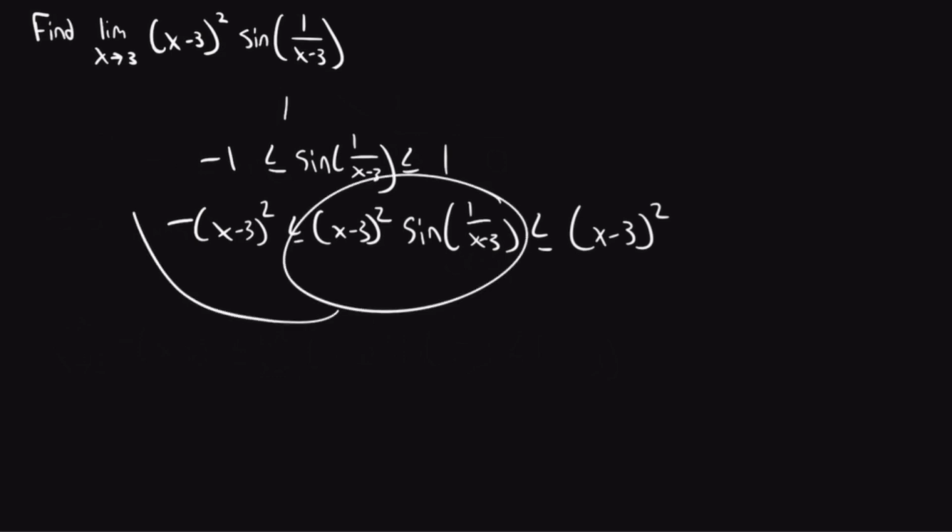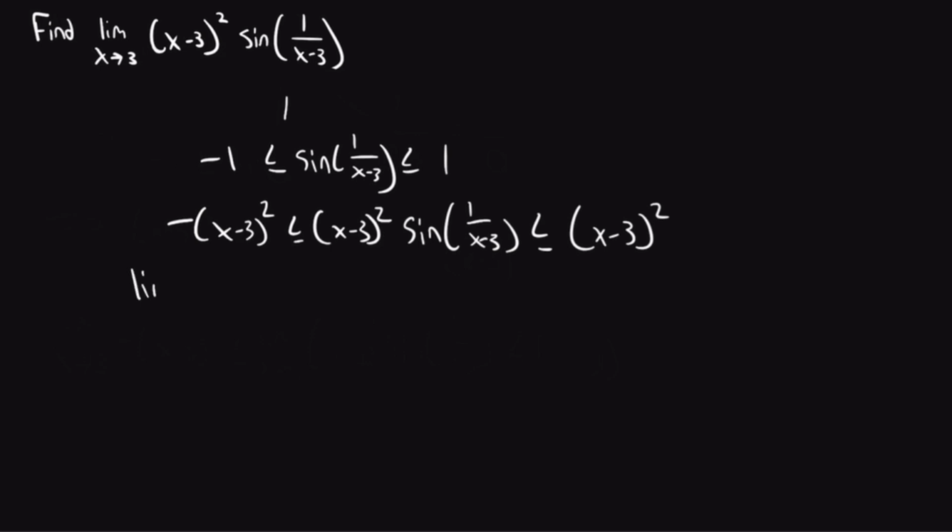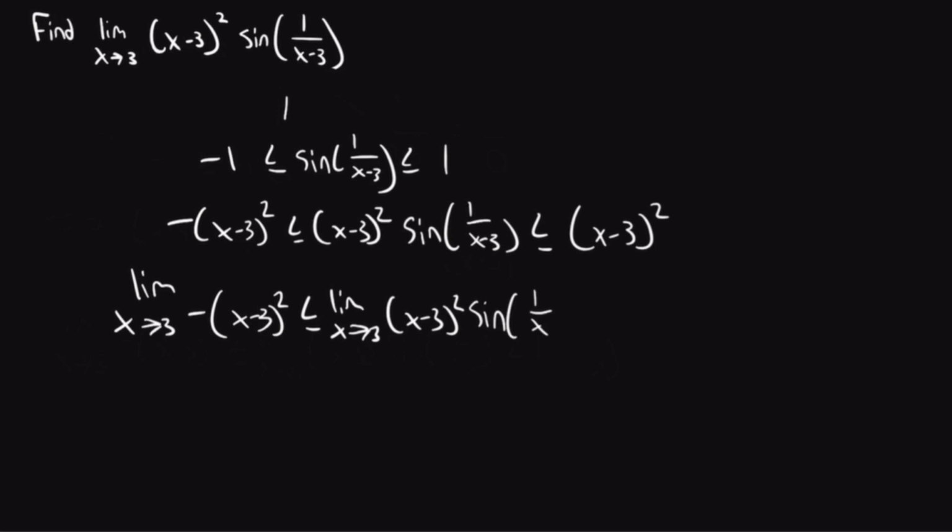Over here, we can see that these are now matching, so we can apply the squeeze theorem. Let's start by taking the limit as x approaches 3 of the inequality. So the limit as x approaches 3 of negative (x minus 3) squared is less than or equal to the limit as x approaches 3 of (x minus 3) squared sine of 1 over (x minus 3), which is less than or equal to the limit as x approaches 3 of (x minus 3) squared.